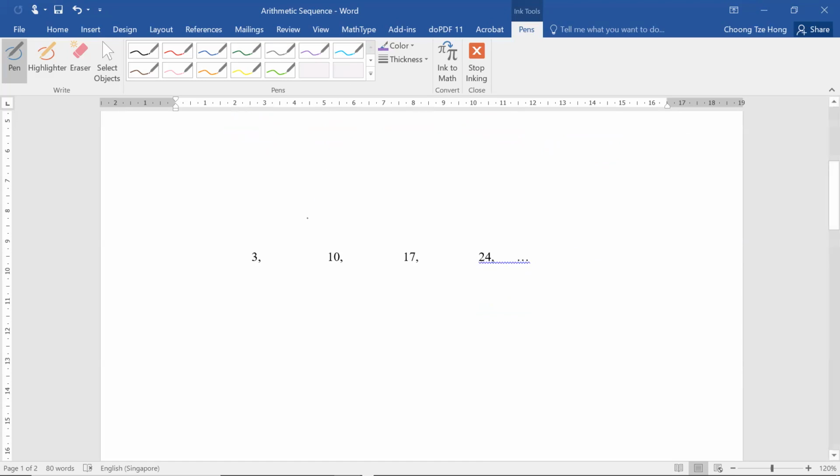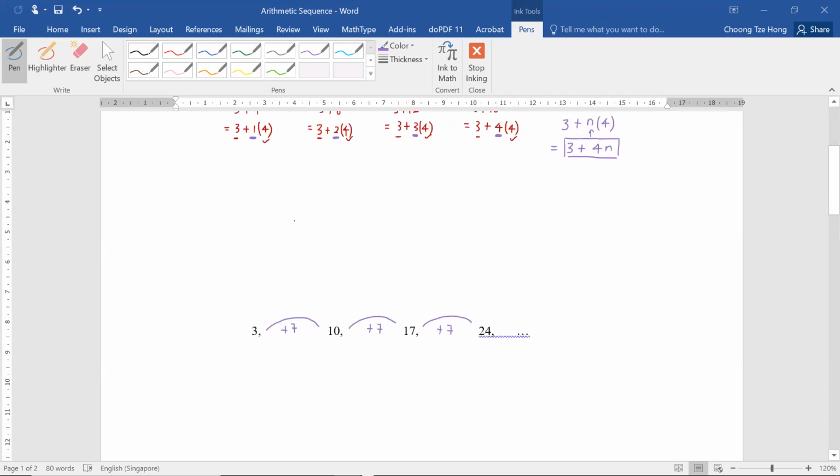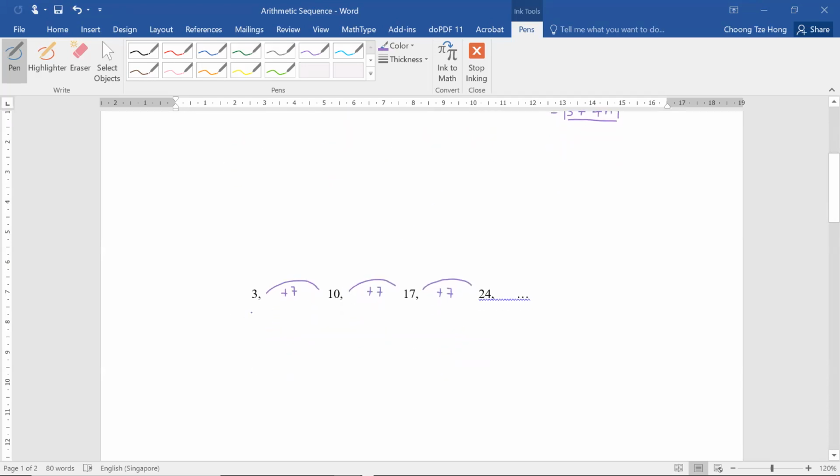So we have another sequence here. What's the common difference? We can see clearly that this is plus 7, plus 7, and then plus 7 again. So you keep on having plus 7, plus 7, plus 7. Remember what we do? We break down the first term into something plus the common difference. In this case, the common difference is 7. So what plus 7 will give us 3?